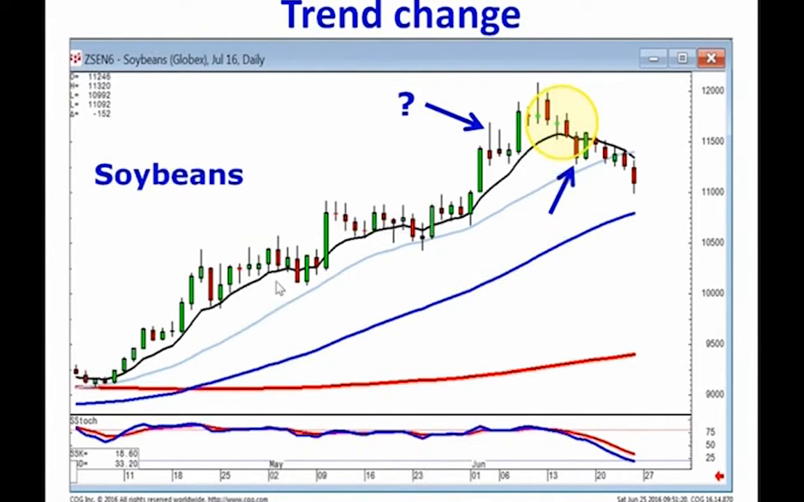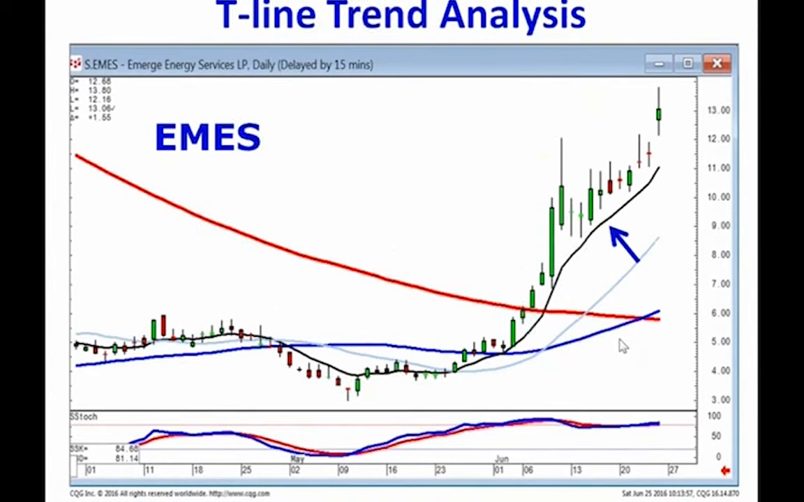I'll do the same thing on soybeans. Again, if I'm buying here, this could be a 1-minute chart, it could be a 10-minute chart, or it could be a daily chart. But as long as it doesn't do a sell signal and a close below the T-line, I just stay long in this uptrend.